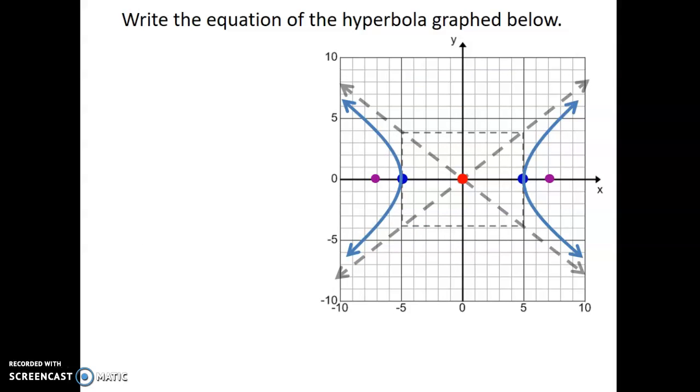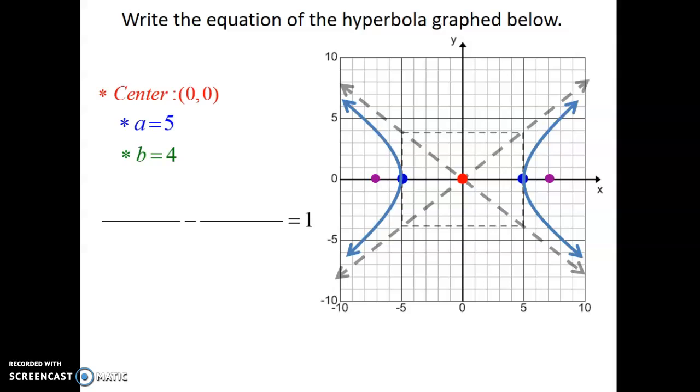In this case, our center point is at 0, 0. So it's going to be pretty easy. Your a value is, again, the direction the graph is going. So it's going to be left and right this time. Last time it was up and down. So we're going to have 5 for our a value. Our b value is going to be up and down, which is 4. We can start making our equation.